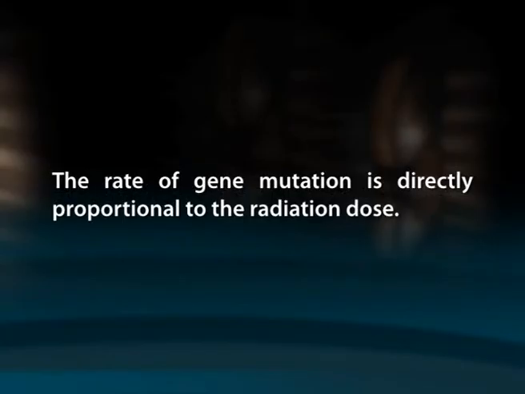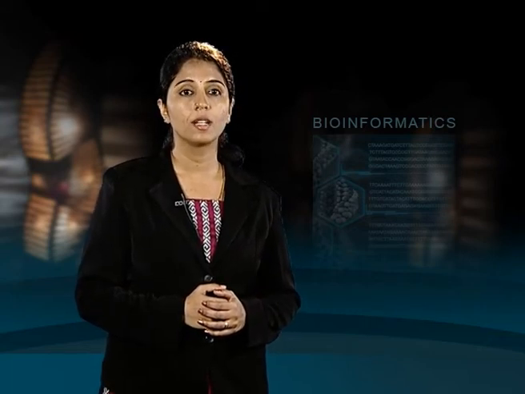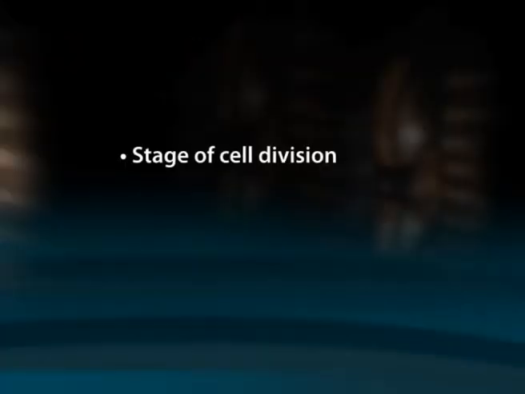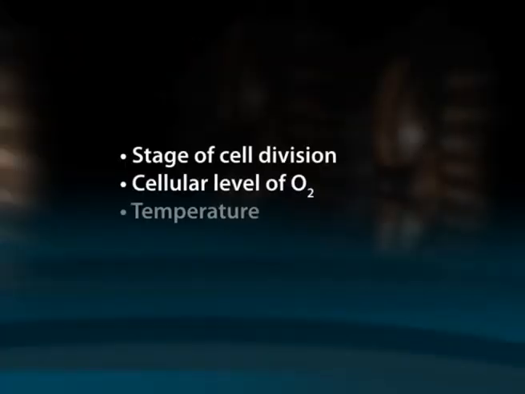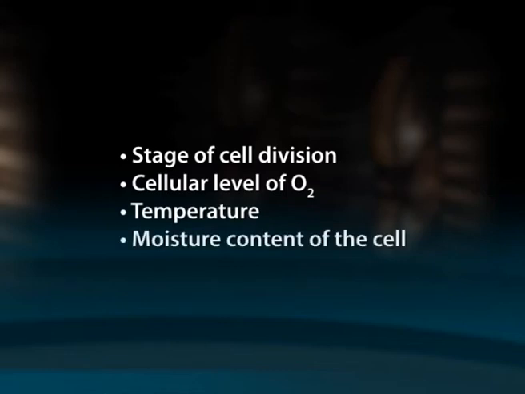In general, the rate of gene mutation is directly proportional to the radiation dose. This linear relation between radiation dose and mutagenesis indicates that a single radiation hit is enough to produce a gene mutation. The efficiency or effectiveness of radiations in mutagenesis is related to several factors such as stage of cell division, cellular level of oxygen, temperature, moisture content of the cell, etc.